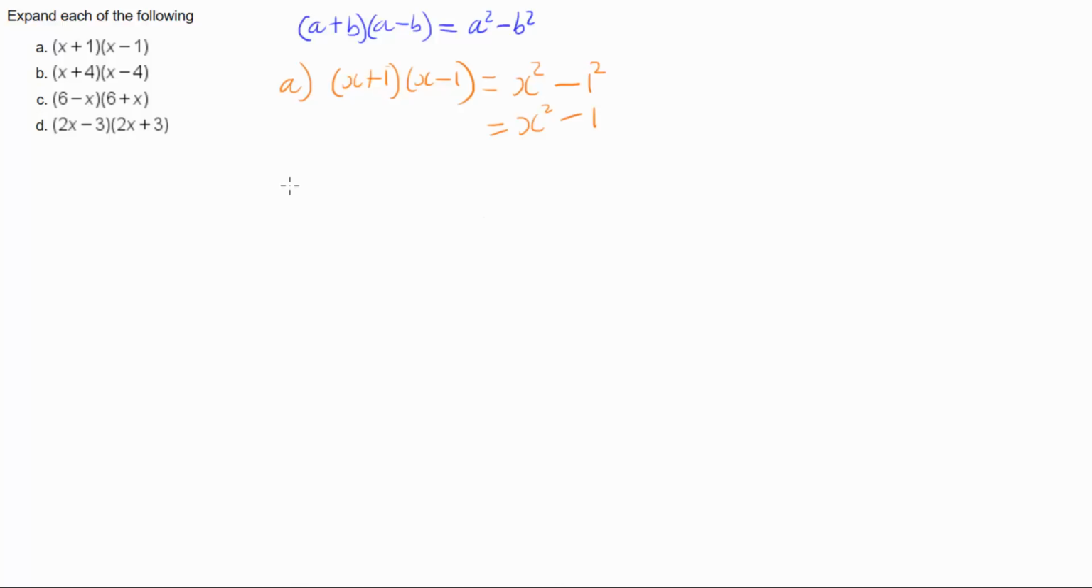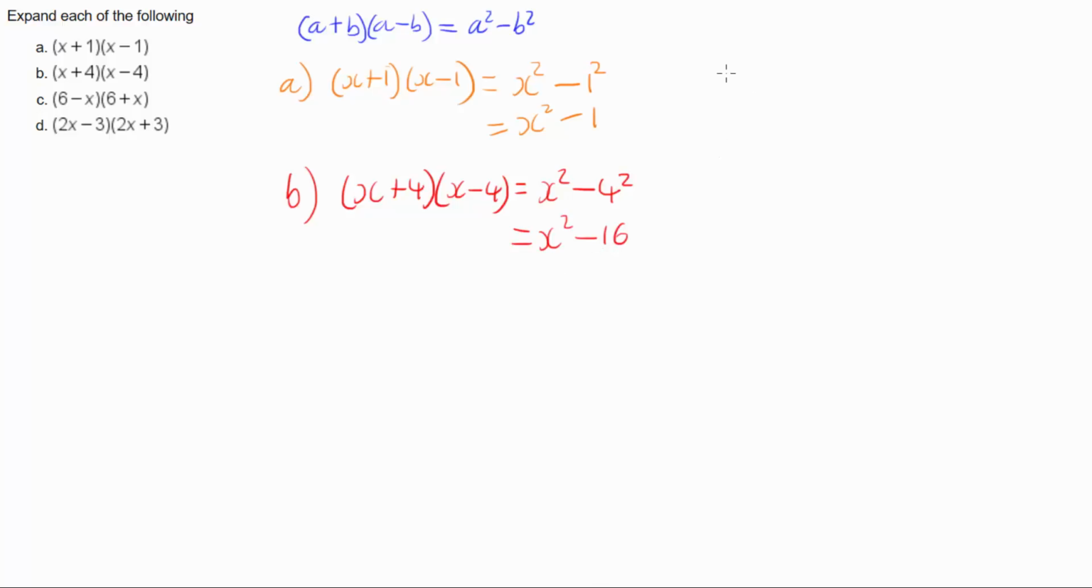Then if we look at part B, we have (x + 4) times (x - 4). So again, if we apply our rule, we take our first term, which is the first term in the brackets, x, and we square it, so we have x squared, and then we subtract off the second term squared, which in this case is 4, and we square it. So we have x squared minus 16.